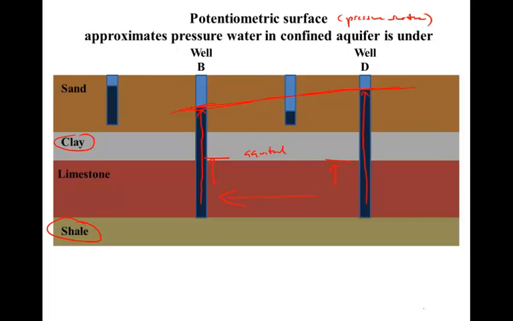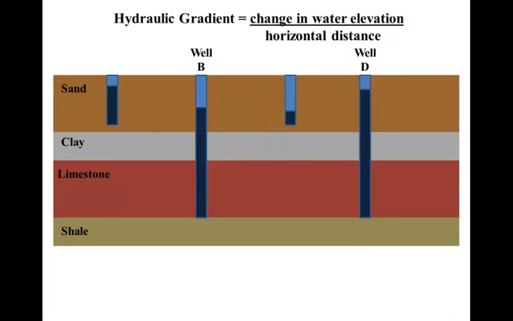In the deeper confined aquifer, water is flowing from right to left in this example because the level of water, the pressure that the water is under at D, is higher, and the pressure that water is under at B is lower. And again, water is flowing from high to low pressure.